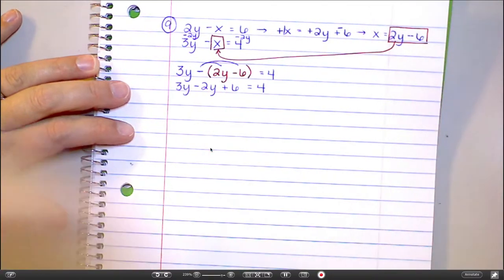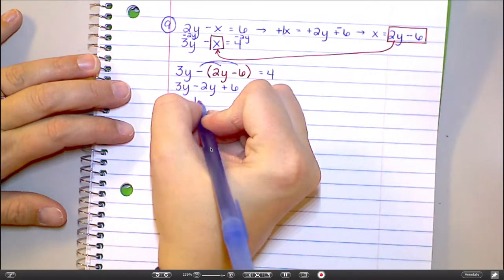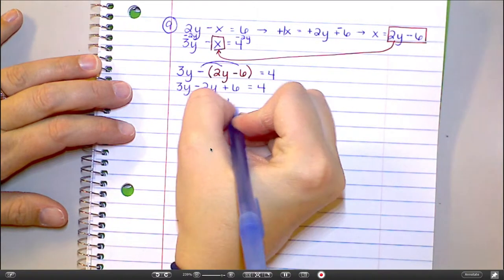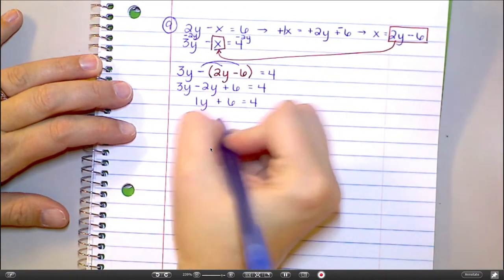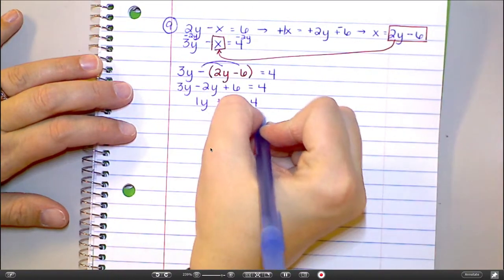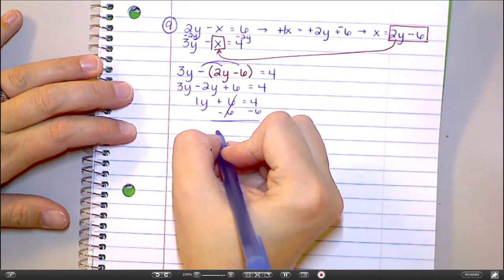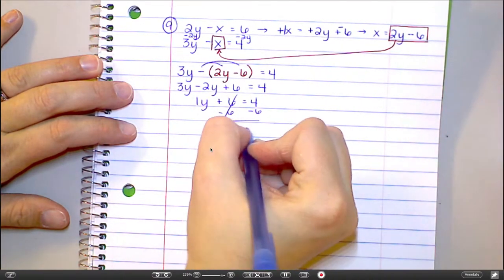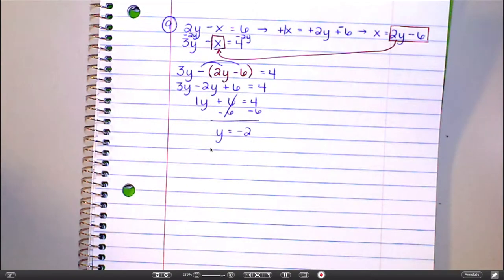Okay. So now 3y minus 2y is 1y. 1y plus 6 equals 4. Subtract that 6. And I end up with y equal to negative 2. Okay. Now what? Am I done? No. What do I still need to go find?